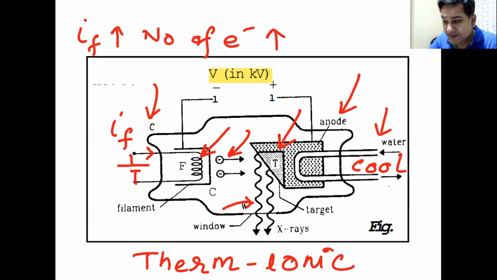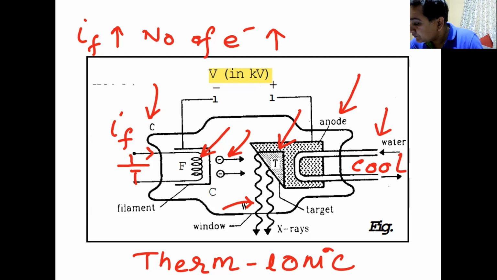Okay. So we understand anode, we understand target, we understand water. What is water doing? Water is cooling the target. Because if the target gets heated up, it will just start to melt, right? We don't want that. We don't want a melting metal inside a Coolidge tube. This entire thing that is shown here is the Coolidge tube.